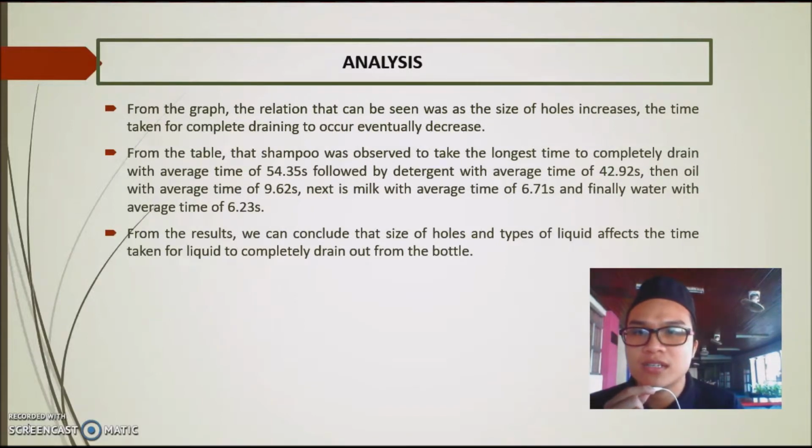From the graph, we can analyze that the relation seen was, as the size of holes increases, the time taken for complete draining eventually decreases. From the table, shampoo was observed to take the longest time to completely drain with an average time of 54.35 seconds, followed by detergent with an average time of 42.92 seconds, then oil with 9.62 seconds, then milk with 6.71 seconds, and finally water with 6.23 seconds. From the results, we can conclude that the size of holes and types of liquid affect the time taken for liquid to completely drain out from the bottle.